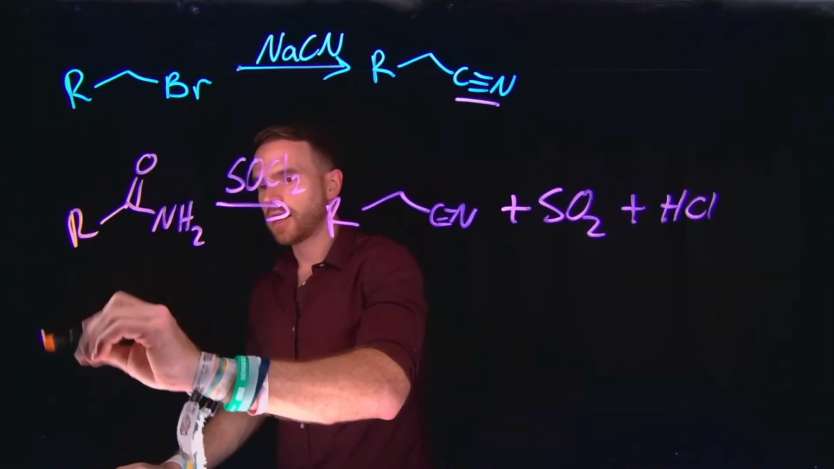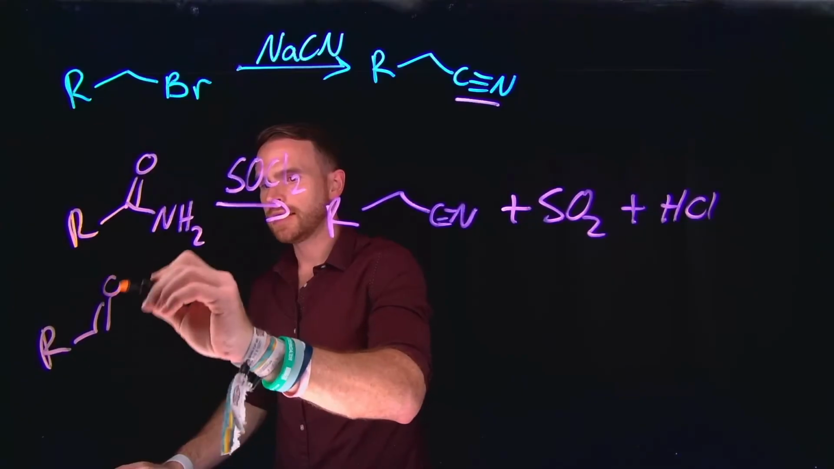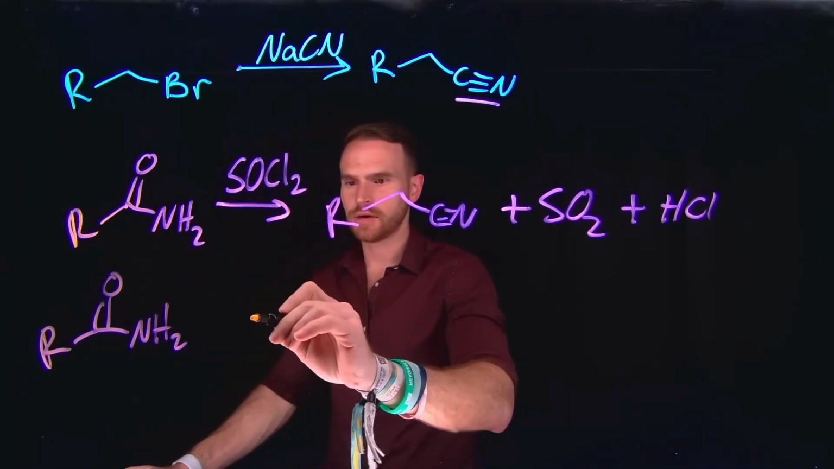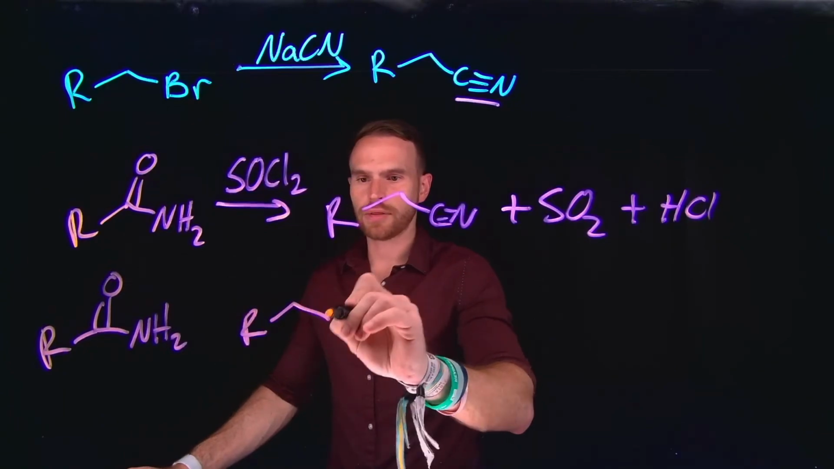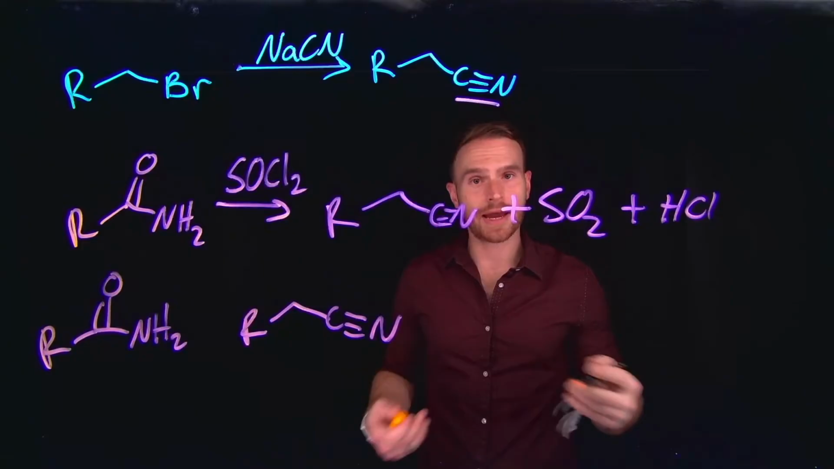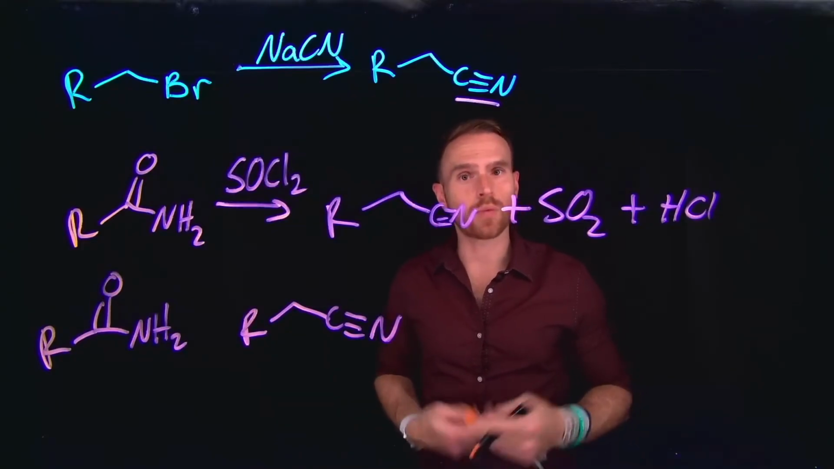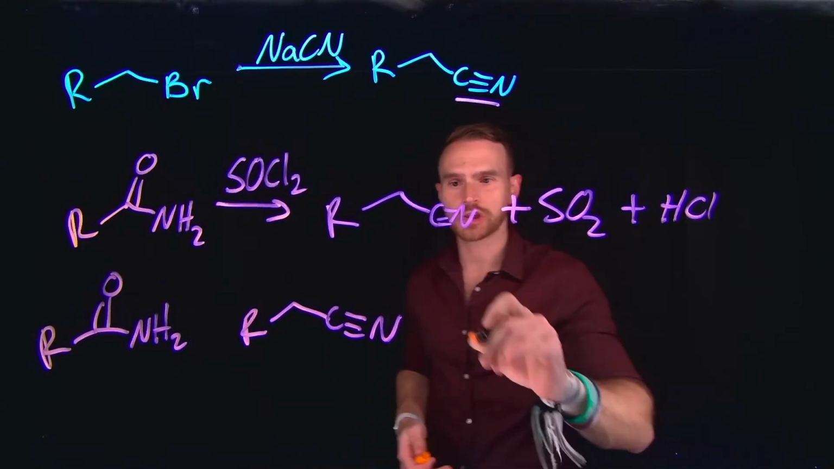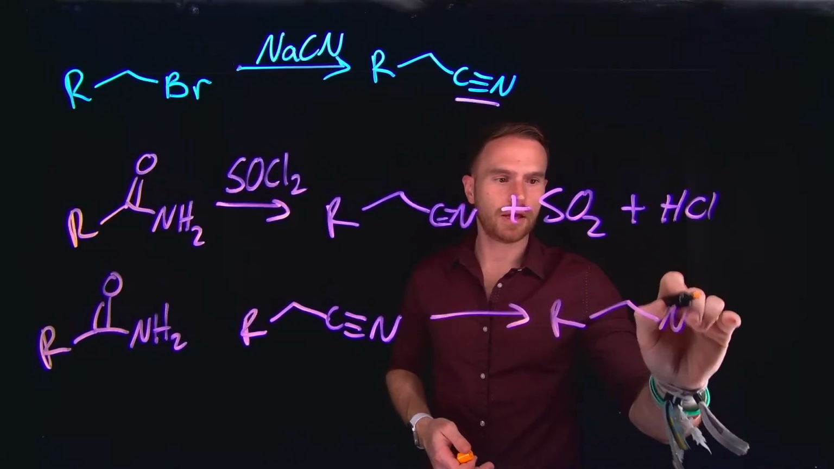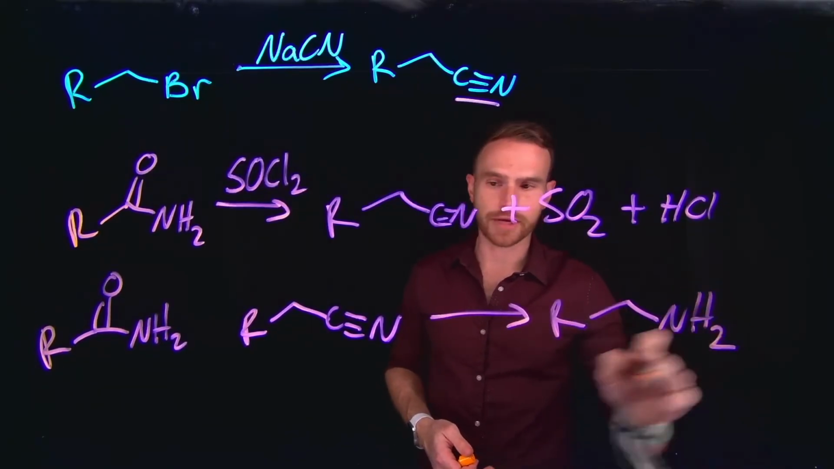Now, nitriles and amides are unique in that they really only undergo two different types of reactions. They are the least reactive of the carboxylic acid derivatives, and therefore they typically only create one other type of functional group transformation, and that is the creation of a primary amine. So a primary amine can be created from both of these.